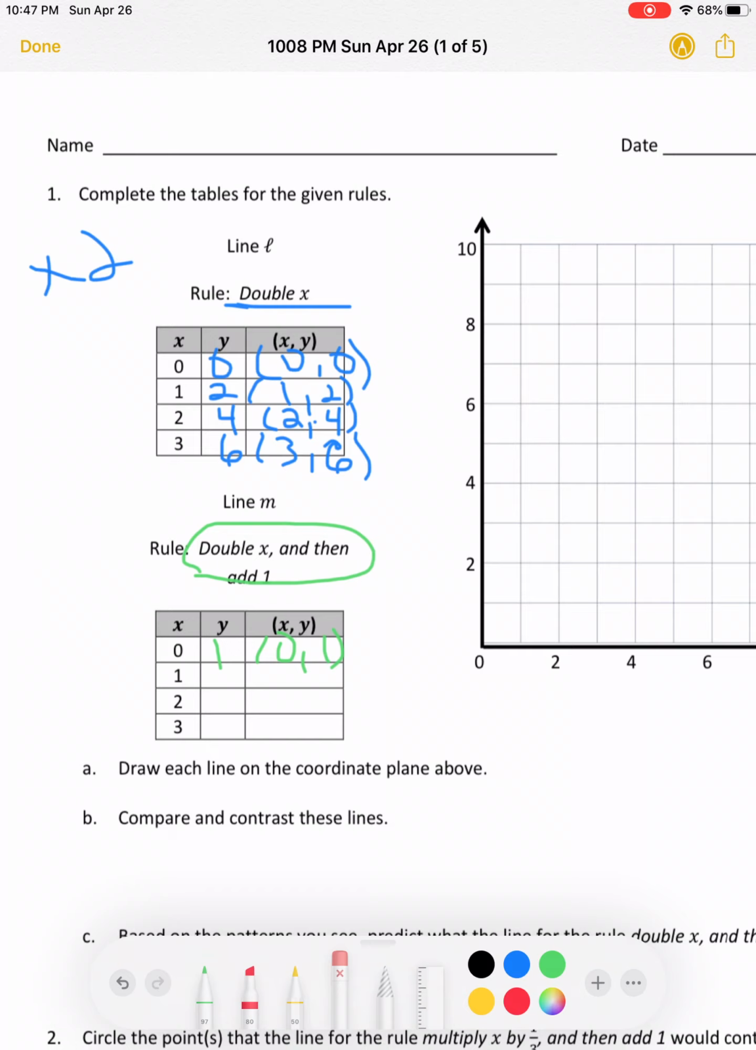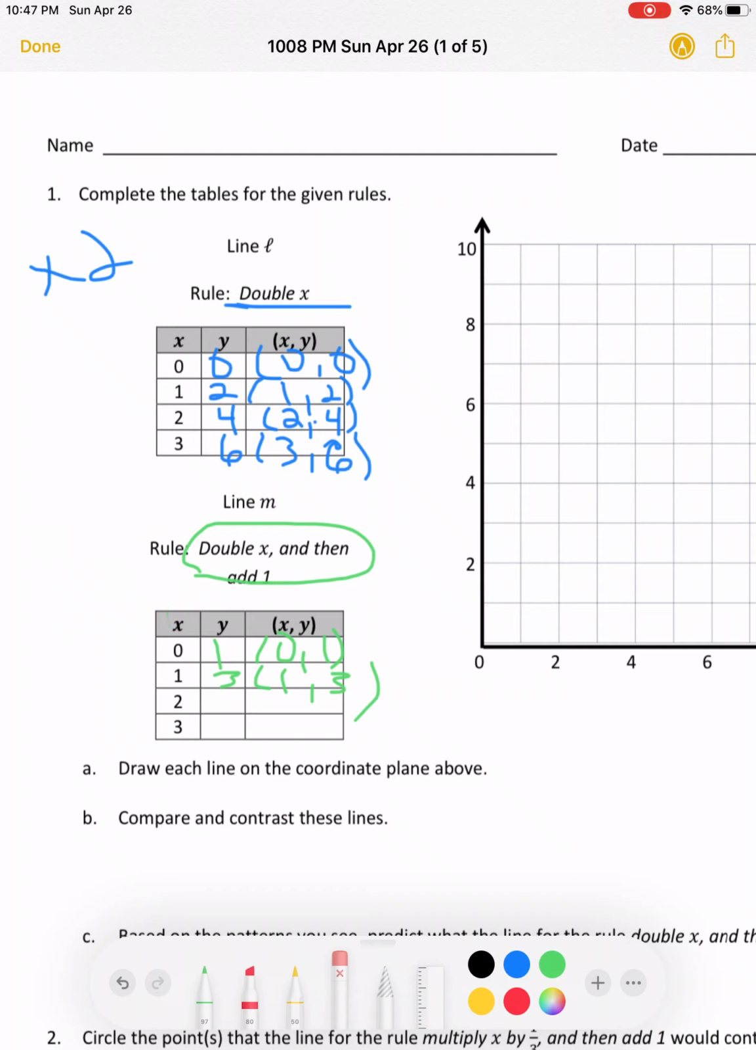All right, let's go to the next x coordinate. When x is 1, we have to double x. So we can do 1 plus 1 and then add 1, or we can do 1 times 2 and then add 1. Both of them follow the same rule, double the x. 1 plus 1 is 2, or 1 times 2 equals 2, plus 1 equals 3. So when x is 1, y is 3. Very good.